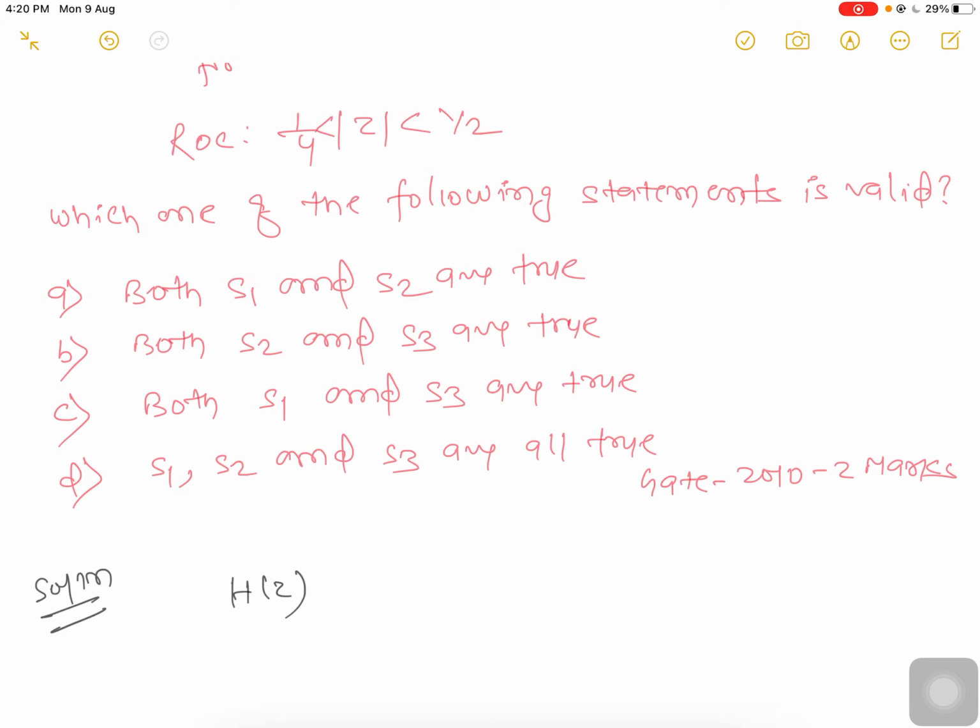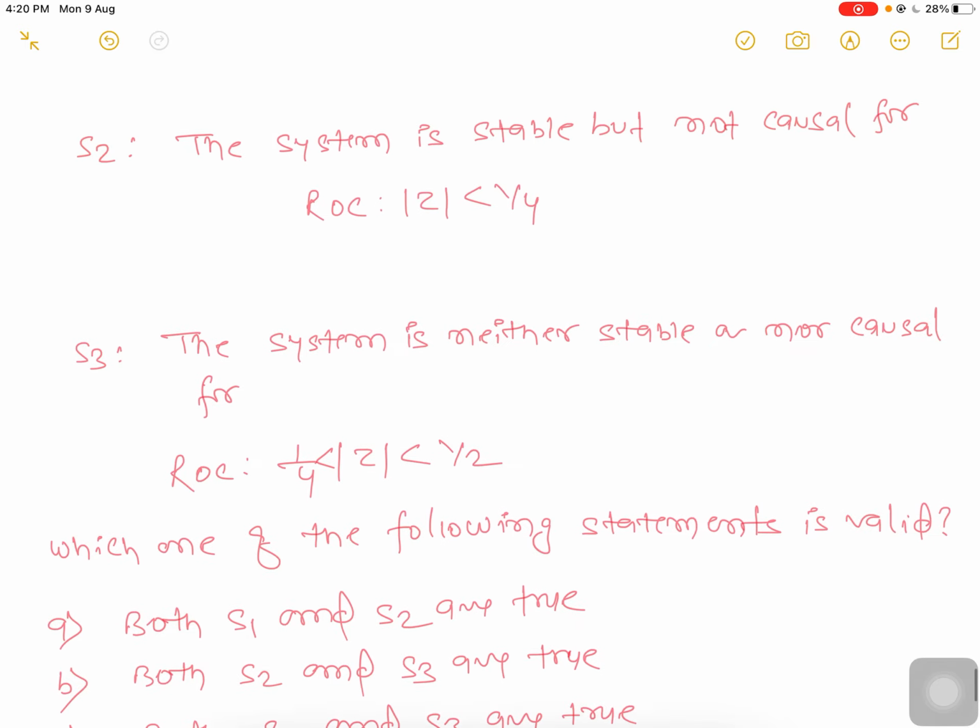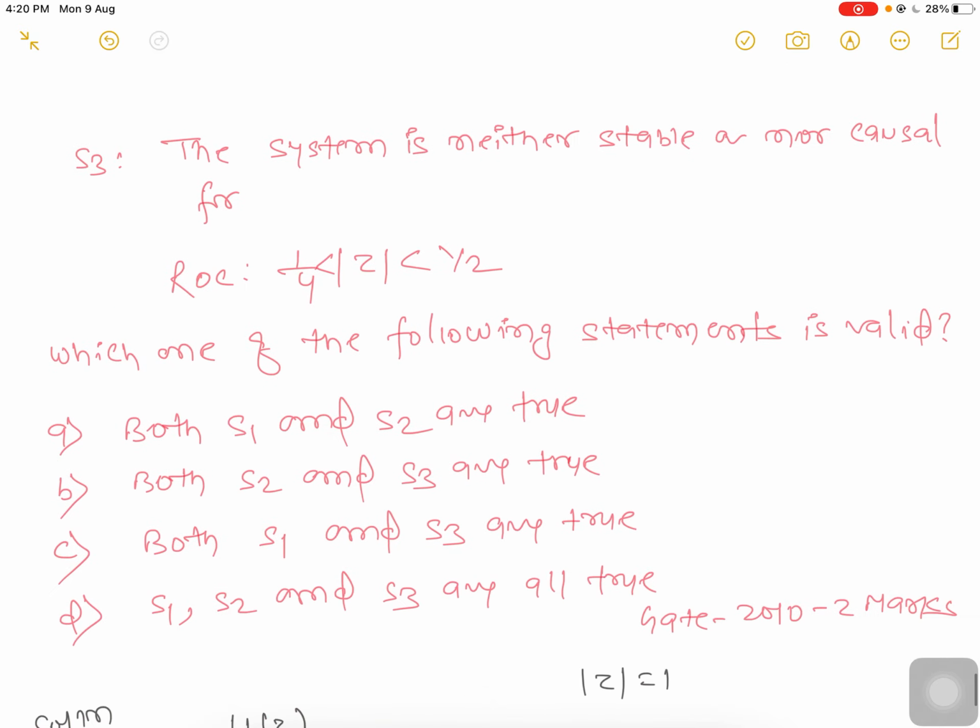A discrete LTI system is causal if and only if the ROC of the system function is the exterior of a circle including infinity. A discrete LTI system is stable if and only if the ROC of its system function includes the unit circle, that means mod z is equal to 1. And the ROC for a causal system is the exterior of a circle. Okay, so then let's check it.